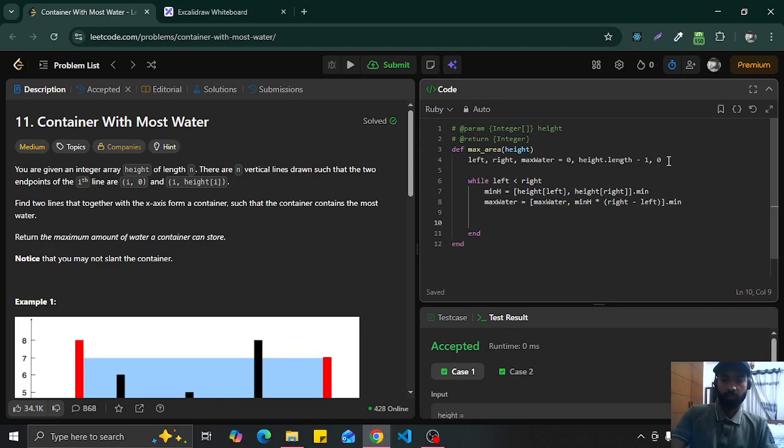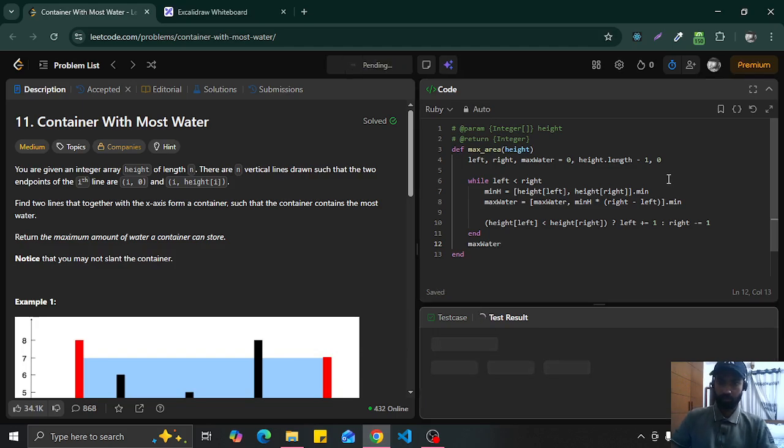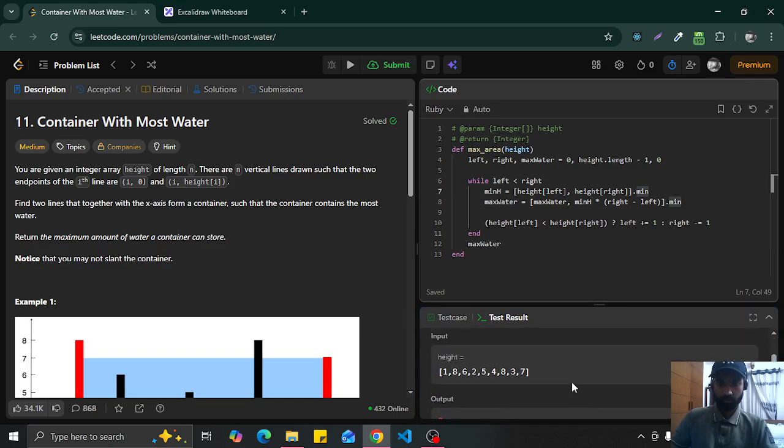So now we just have to update the pointers. So if height of left less than height of right, then update the left pointer plus equal 1, otherwise update the right pointer minus equal 1, and lastly return max water. This should get accepted. Okay, it didn't because I messed up somehow.